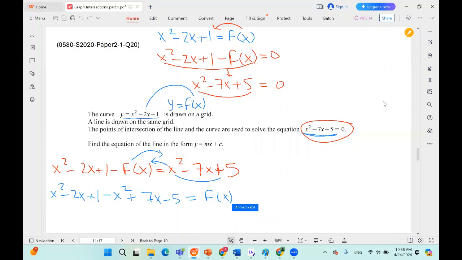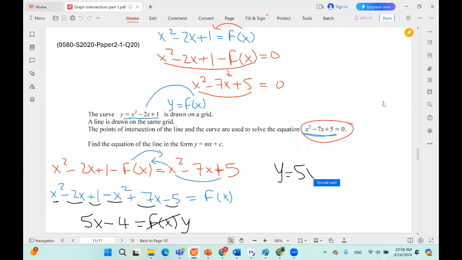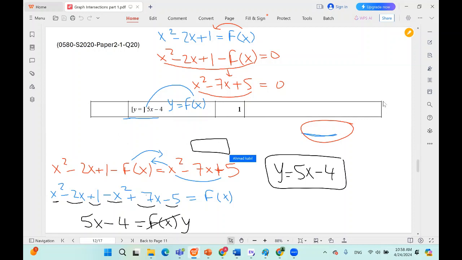Our target is to get an expression for f of x. So all you have to do now is just simplify. So x squared minus x squared, these cancel out. Minus 2x plus 7x gives us positive 5x. 1 minus 5 gives us minus 4. So f of x equals 5x minus 4. F of x, of course, is just like y equals something. So you can just remove f of x and put y. So y equals 5x minus 4. And luckily enough, this is the same format that they wanted, which is y equals mx plus c. So y equals 5x minus 4 is the correct answer here.